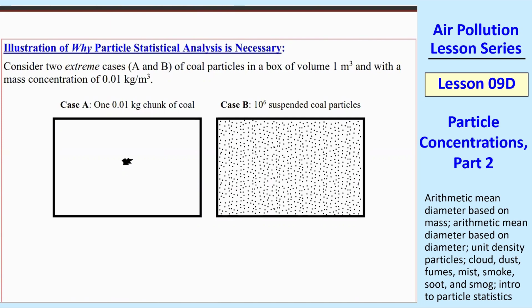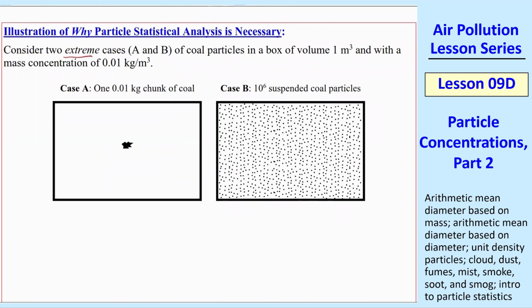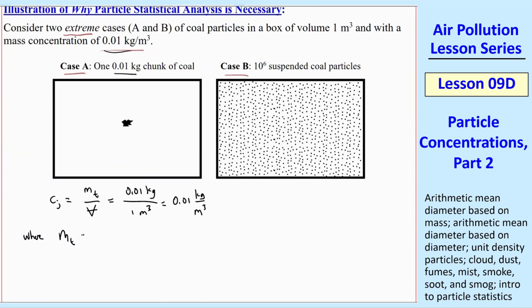Finally, I'm going to give you a quick illustration of why particle statistical analysis is necessary. I'm going to consider two very extreme cases, case A and case B, of coal particles in a box of volume 1 cubic meter. So these are identical boxes, identical mass concentrations, but two very different particle distributions. In fact, these are very extreme cases. So the first one here, case A, has just one particle, and it has a mass of 0.01 kilogram. So C_j is M_T over V, which is equal to the total mass over 1 cubic meter, and that gives us 0.01 kilogram per meter cubed, where M_T is equal to 0.01 kilograms since there's only one particle here. So we don't have to do any kind of total or anything.